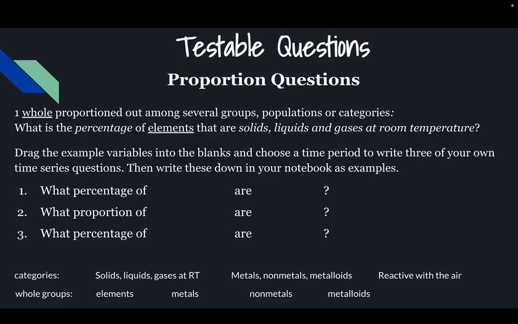Finally, we have proportion questions. A proportion question asks how one whole group is proportioned out among several groups, populations, or subcategories. So what is the percentage of elements that are solids, liquids, and gases at room temperature? So the whole group is all of the elements on the periodic table, and then we would be asking about what percentages are made up of these different states. So I would like you to write down in your notebook 3 different examples of proportion questions. I've given you some categories to work with and some whole groups to work with.